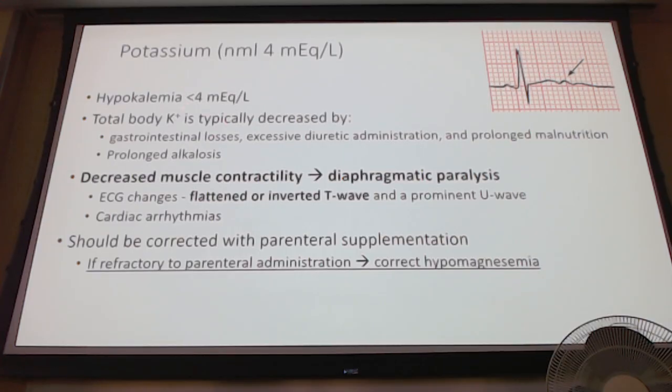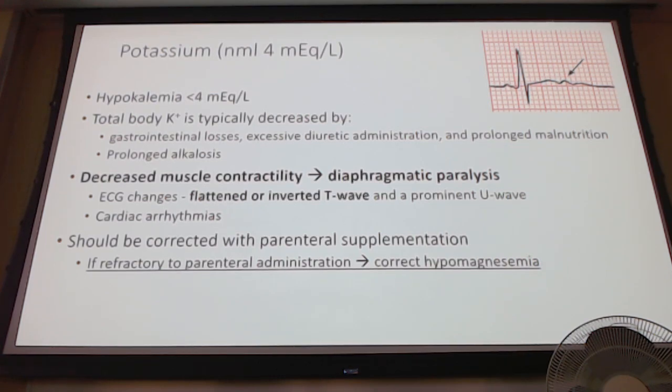If anybody has a weird potassium that is not 4, you should always get an EKG. They come back with a potassium of 3, potassium of 2, potassium of 6. Always get an EKG. You have to prove that they're being symptomatic. On those EKGs, you're going to see flattened, inverted T waves. So flat.